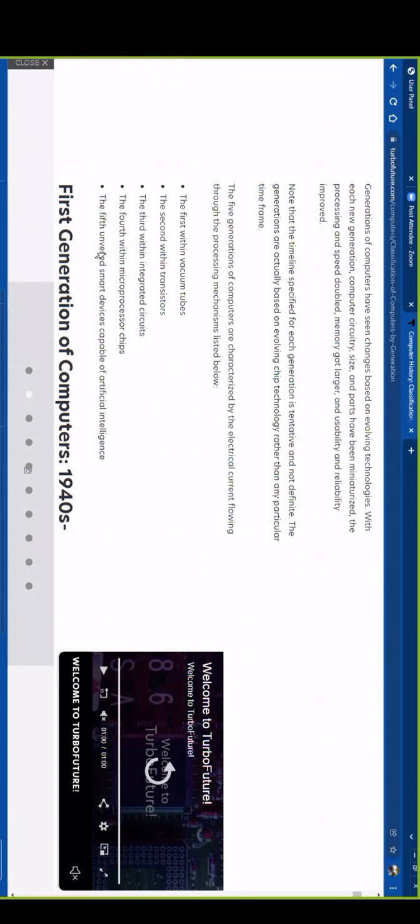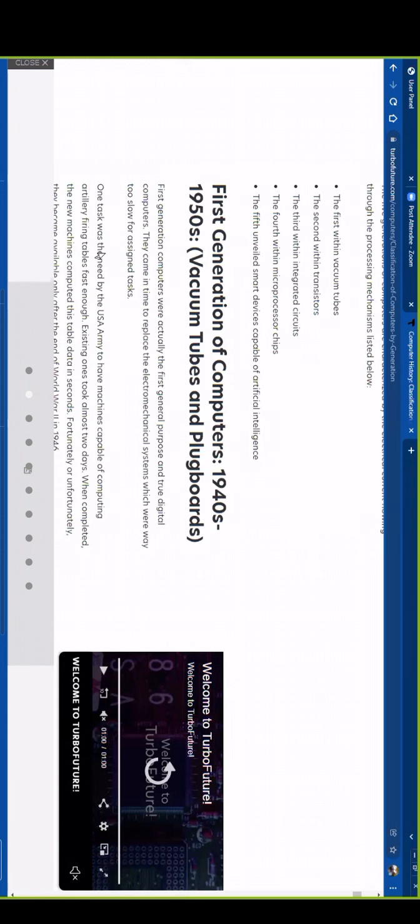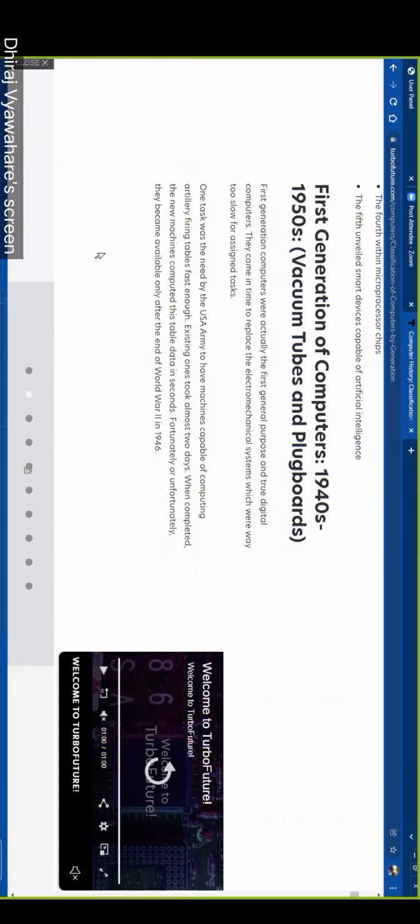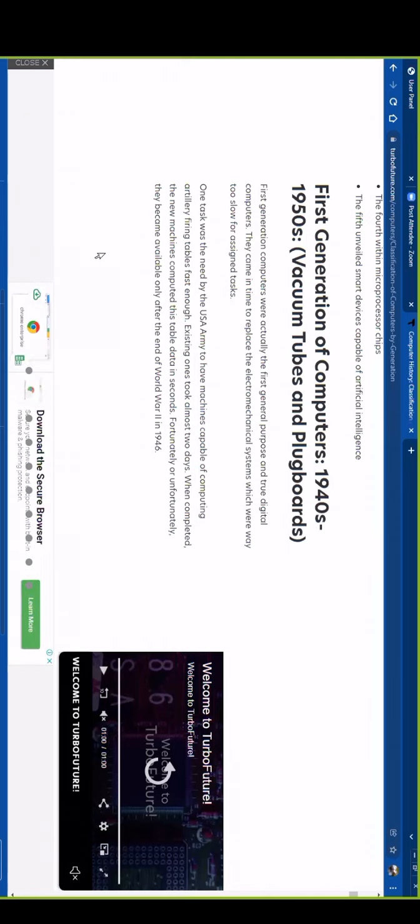Okay? So in the first generation of the computers, what happens? They are the truly digital computers. They came in a time to replace the electromechanical system. In the era before first generation, what happens? Computers were not completely digital. Some parts are electronic, some parts are mechanical.